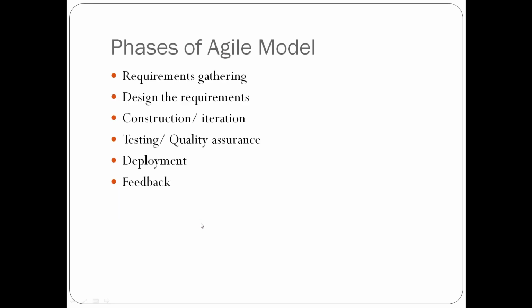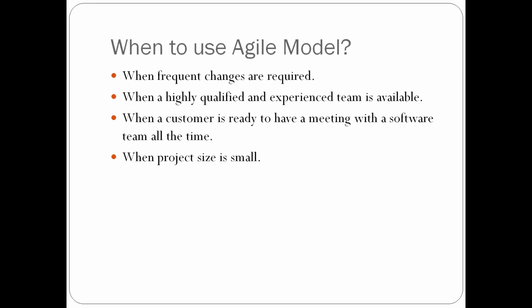The phases of the agile model are requirements gathering, where first the client gives its requirements and the developer gathers them, then designing of the software, then the construction or coding part, then testing, then deployment, and finally the feedback. And according to the feedback, enhancements are made and a re-release of the software is done.